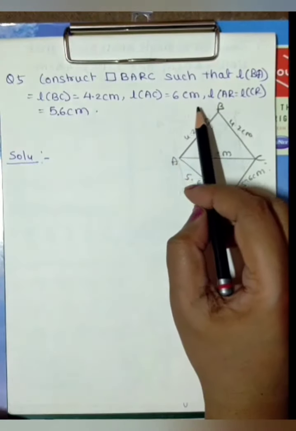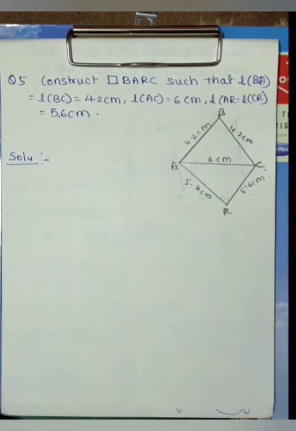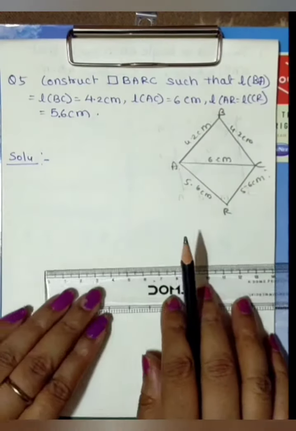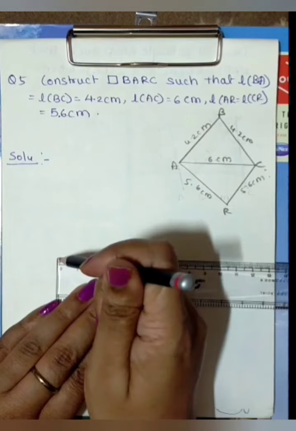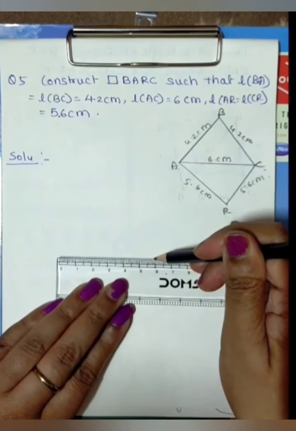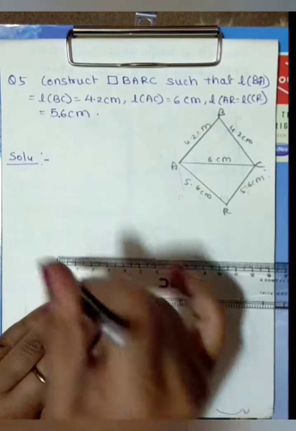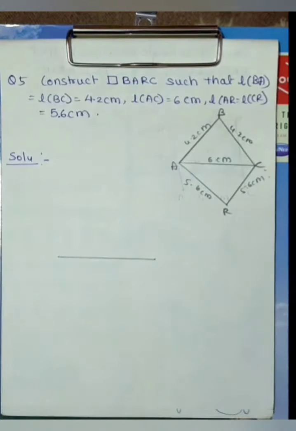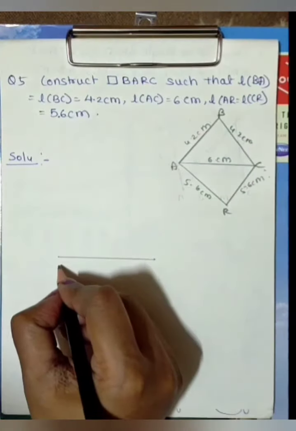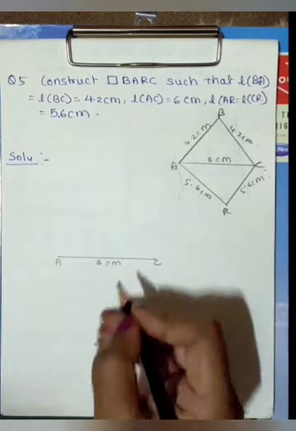Length of AC is given as 6 centimeter. Now we are going to take 6 centimeter length. So here we are going to take 6 centimeter. So this is our 6 centimeter. Now here we'll write AC 6 centimeter.